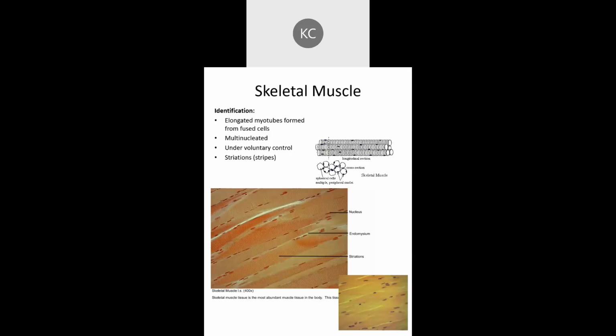All right, so welcome back. So this is part 5 of our histology lecture. And in this part, we're going to be looking at muscle tissue. So we'll look at our 3 types of muscle tissue.